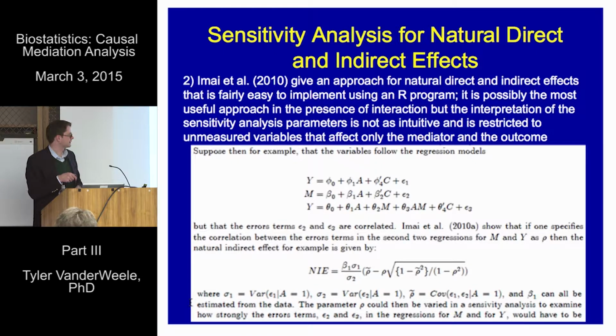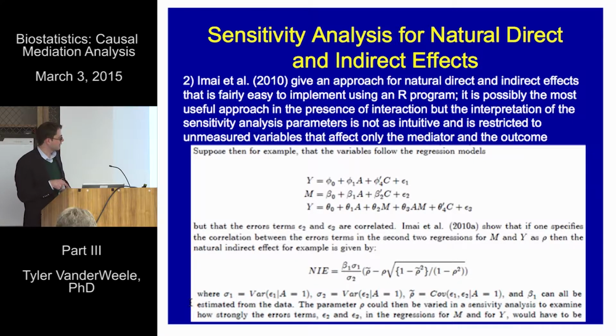Sigma 1 is just the variance of the error term amongst the exposed in this first regression. Sigma 2 is the variance of the error term in the second regression amongst the exposed, and this rho tilde is the covariance between E1 and E2 amongst the exposed. Beta 1 can likewise be estimated in an unbiased manner from this regression model. So we can estimate everything except rho itself.